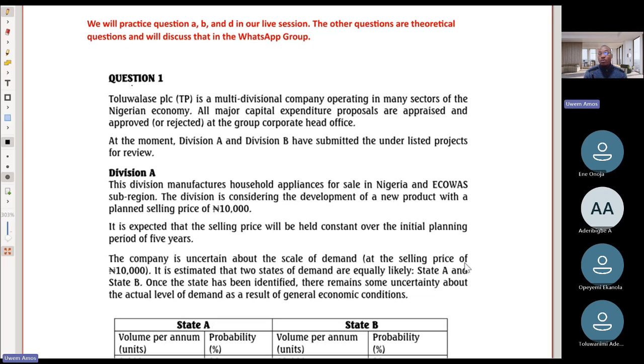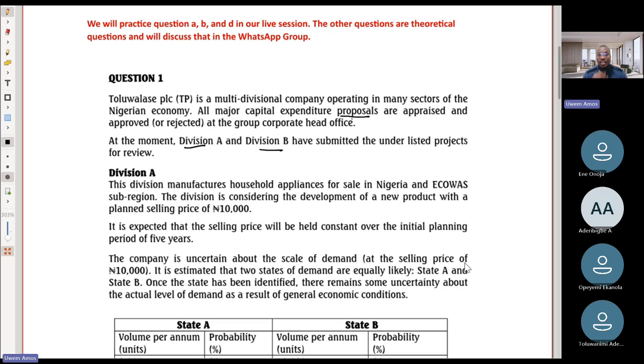So one of the things I really do when you're reading a question is to try and highlight some key information so that you don't have to read it all over when you're trying to answer them. So right here, it's talking about Division A and then Division B. And we also looked at the fact here that it's looking at a proposal, an investment proposal, really. So let's look at what Division A's proposal is.